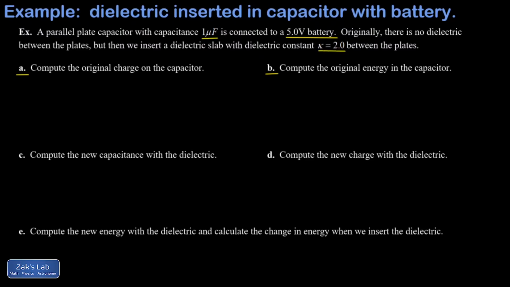So first off, I want to compute the original charge on the capacitor, and this goes back to the definition of capacitance. I'm going to go ahead and call it C0 because the capacitance is going to change starting in part C. So capacitance is charge per volt, and if I want to find the charge on a capacitor, I just take the capacitance and multiply by the potential difference. And in this case, that's 1 microfarad multiplied by 5.0 volts, and I'll get 5 microcoulombs of charge.